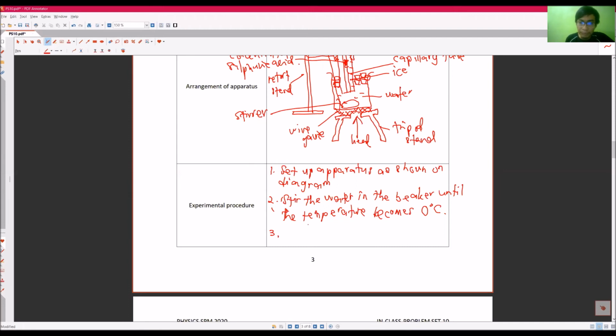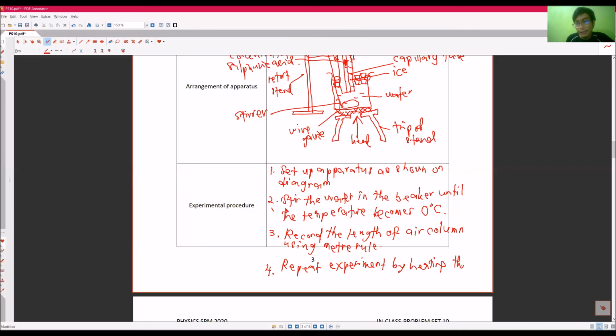Number three, record the length of the air column using a metre rule. Number four, repeat the experiment by heating the water until the temperature is 20, 40, 60, and 80.